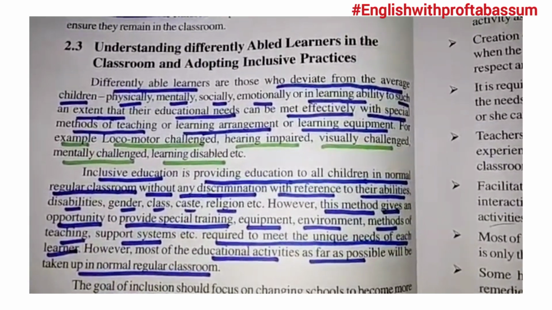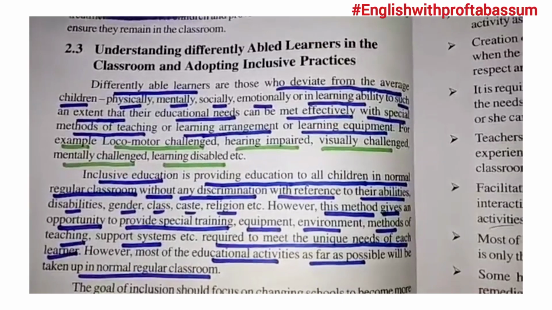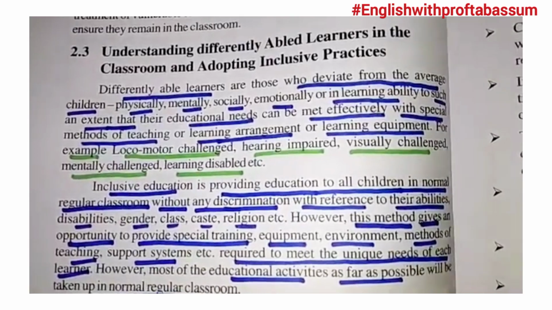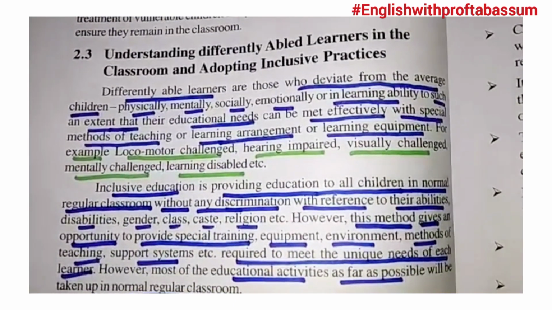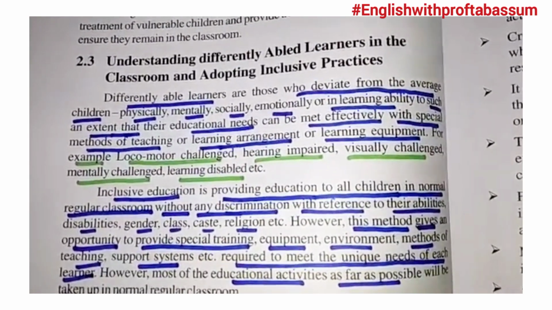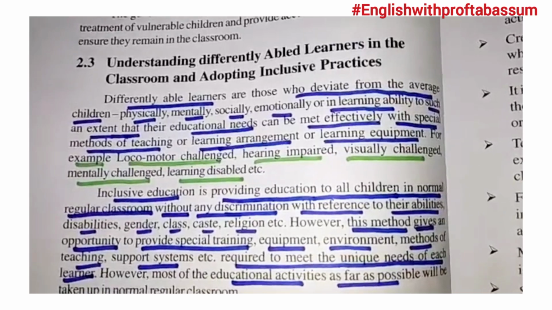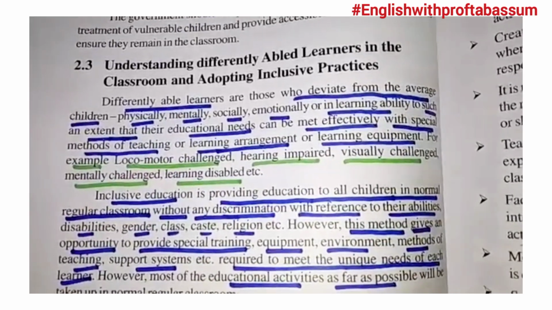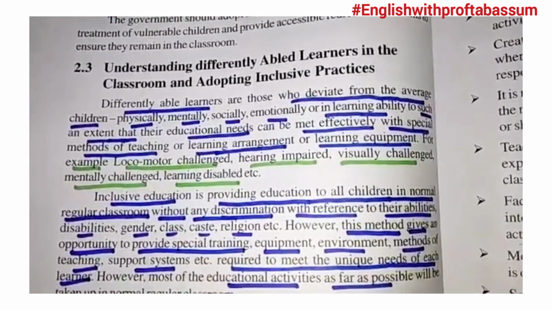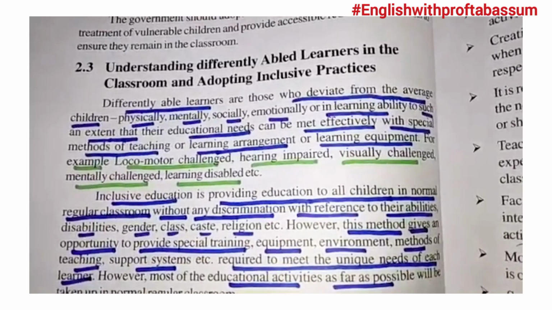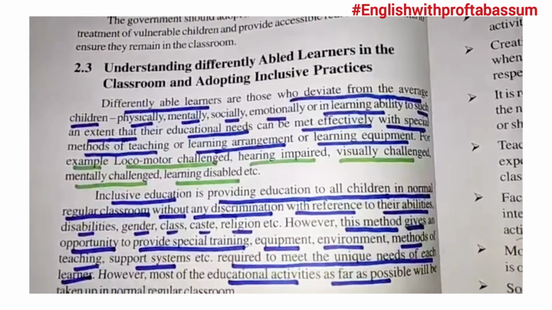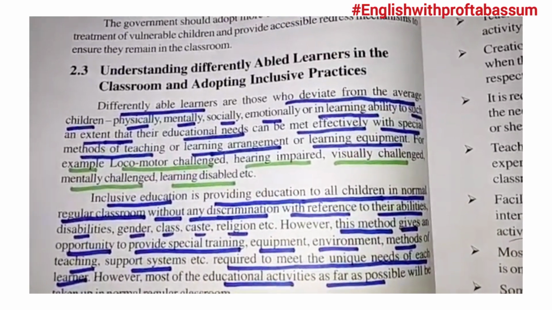For example, the children who are locomotor challenged. Locomotor challenged means the children who have a problem in their bones or muscles, due to which they have a disability and they can't move freely. Such children are called locomotor challenged. Then we have hearing impaired, children who have hearing problems. Then children who are visually challenged, meaning those who can't see properly with their eyes. And then we have mentally challenged children and learning disabled. So these were examples of differently able learners.